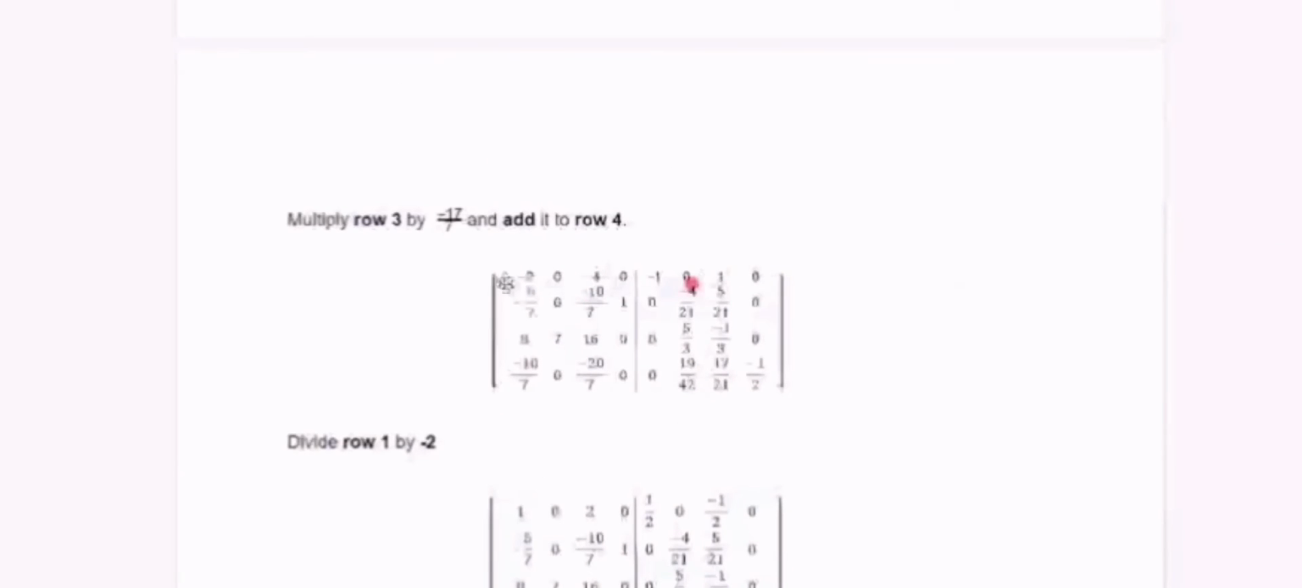Then I will divide this row 1 by negative 2, and I will get 1, 0, 2, 0, 1 over 2, 0, negative 1 over 2, 0.